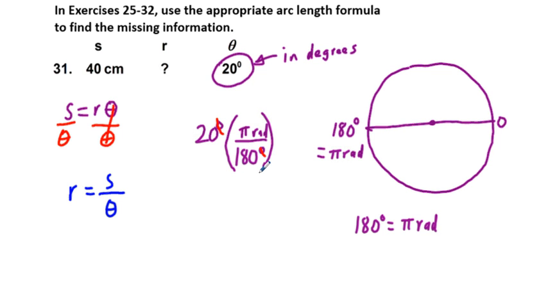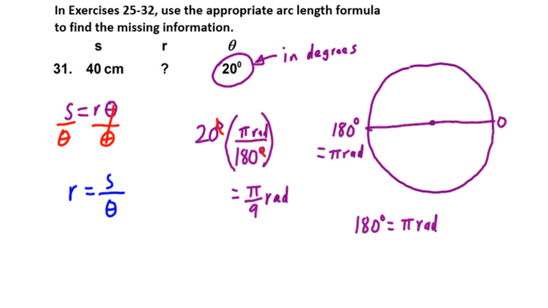From dimensional analysis, you need to multiply so that things cancel. So degrees over degrees cancel. What we're left with is 20 over 180, which is 1/9. So that's 1/9 of pi, or pi over 9, and that's going to be in radians.